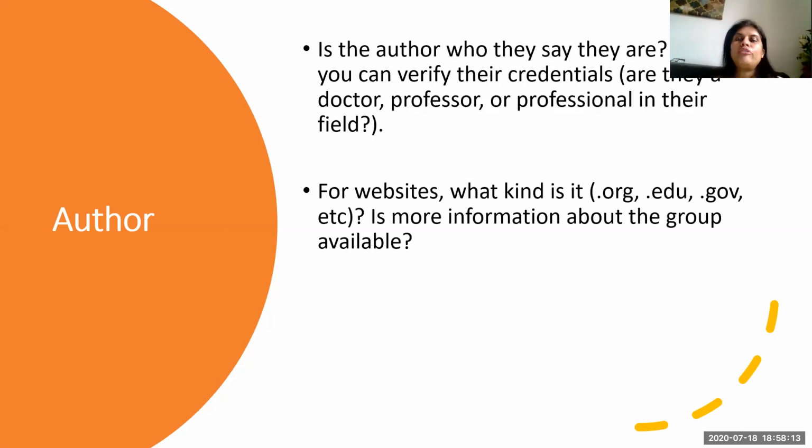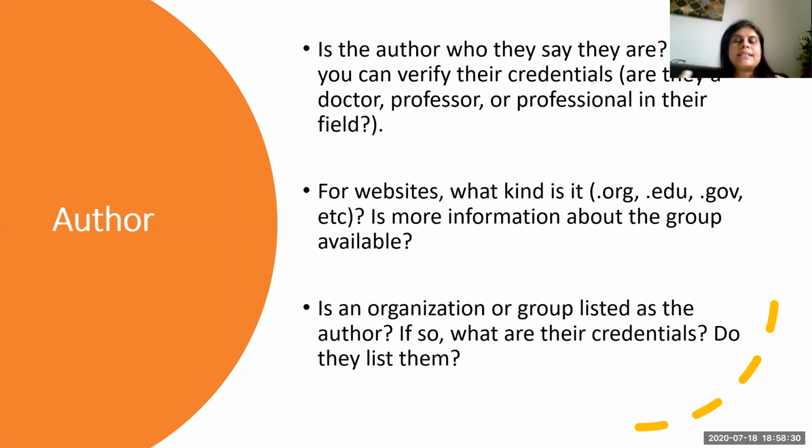Is there any more information about the group available? If it's a website, you could always click on the About tab to understand a little bit more about the authors or the group that has presented the information that you're trying to look at or use. Is it an organization or a group listed as the author? If the author appears to be an organization or a group and not necessarily one individual, what are their credentials, and have they provided that information to you?